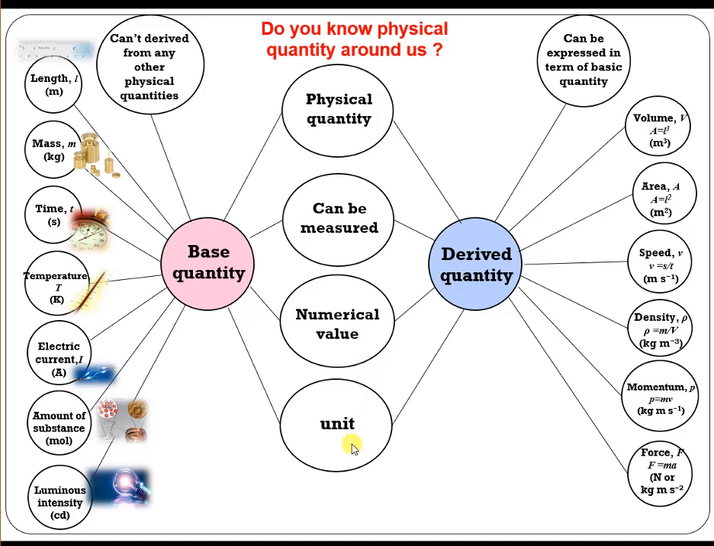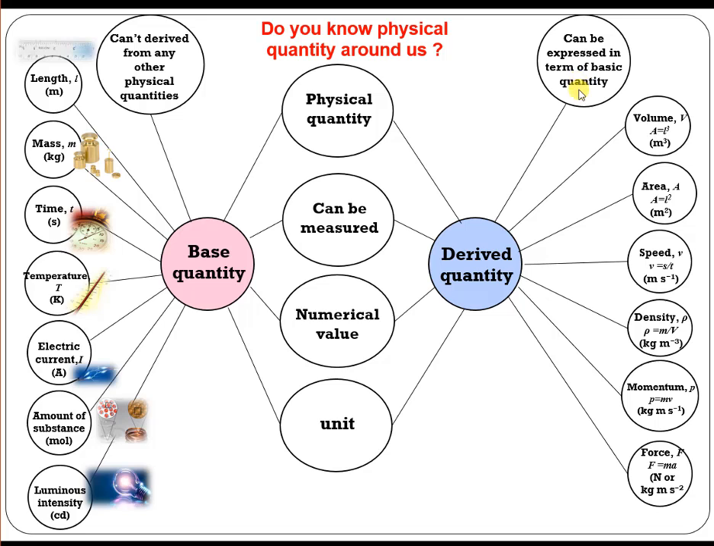Basically, the physical quantities are divided into two groups, base quantities and derived quantities. Base quantities are basic quantities that cannot be obtained from other quantities. For example, length with unit meter, mass with unit kilogram, time with unit second, temperature with unit Kelvin, electric current with unit ampere, amount of substance with unit mole, luminous intensity with unit cd.